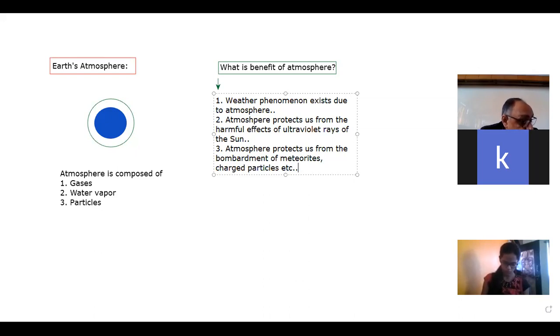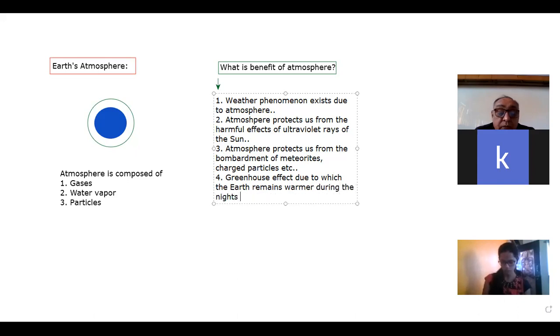So apart from that, the atmosphere provides the greenhouse effect, due to which the earth remains warmer, warmer during the nights also. And it has made life on this planet possible.